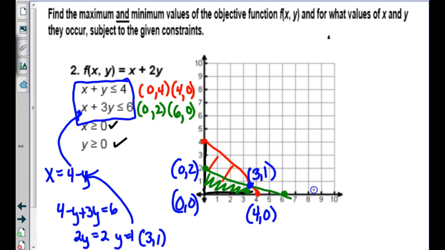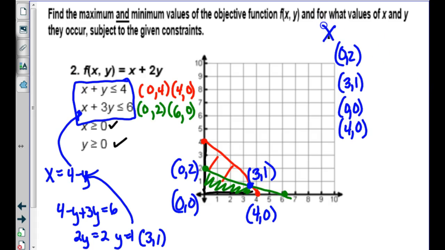All right. Are we done? Oh, wait, no. We have to take those 4 ordered pairs and plug each of them into what? Yes, x plus 2y. All right. Called the objective function. What is x plus 2y going to give us for (0, 2)? You can do it any order. I just wrote them down in this order. I would get 4. (3, 1) would be 5. (0, 0) would be 0. And (4, 0) will be 4.